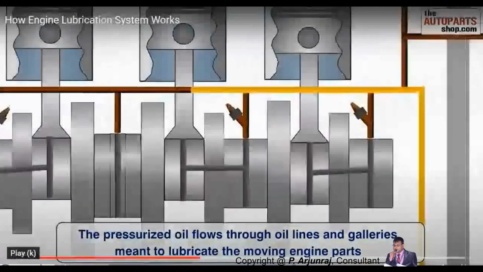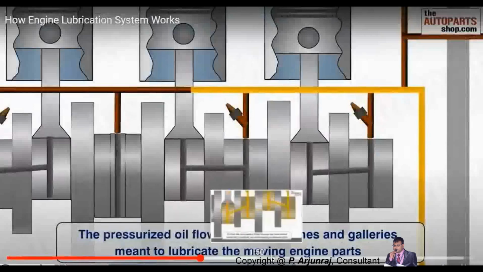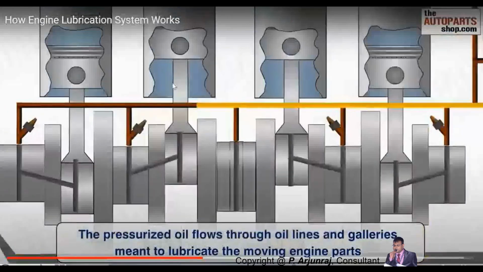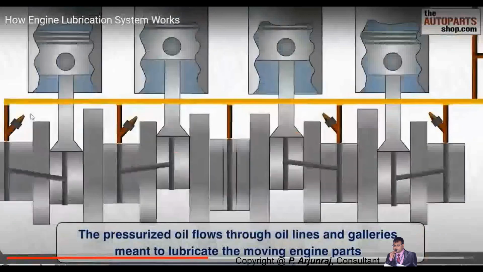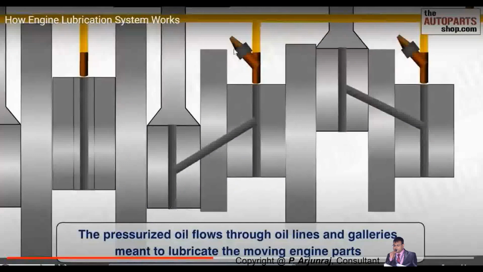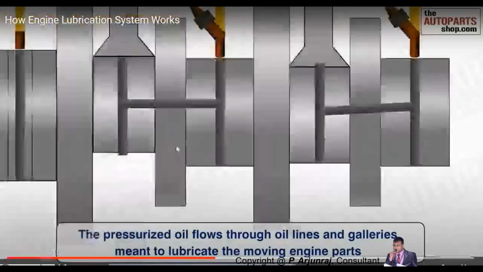It is going with some pressure. The pressurized oil is going through the oil line and galleries, meant for lubricating the moving parts. That is what is going with some pressure, this one in yellow color. See, it is going, and this is the piston which is moving up and down from TDC to BDC, and this is the oil jet. It is going to the piston components, basically the pistons.